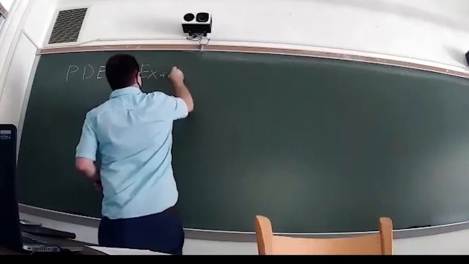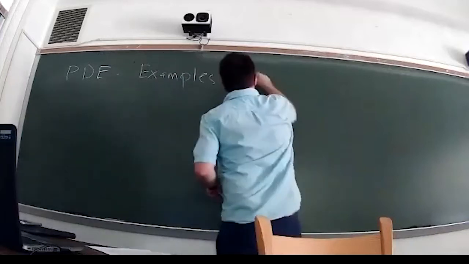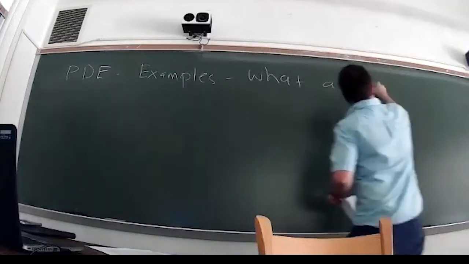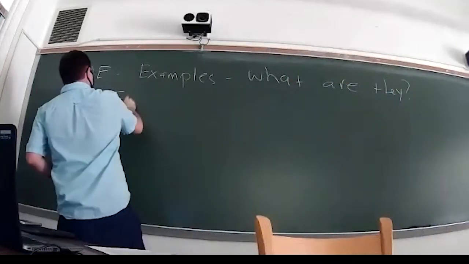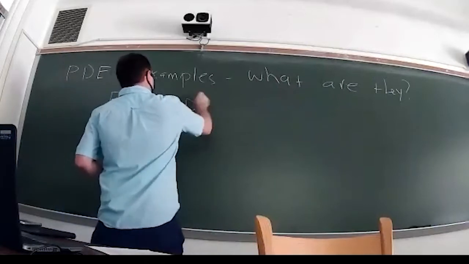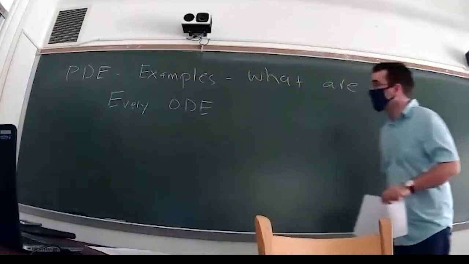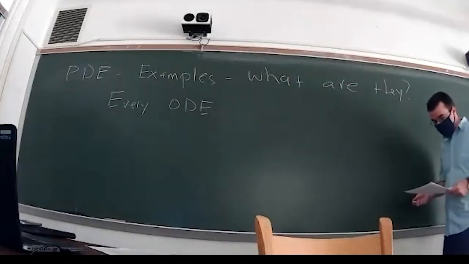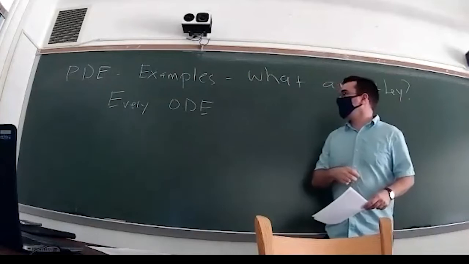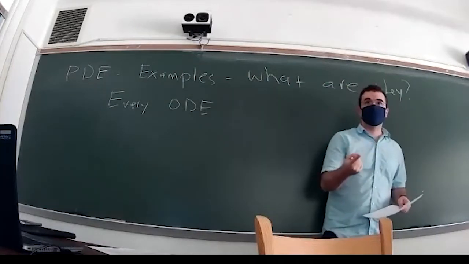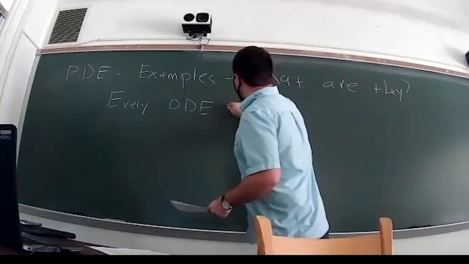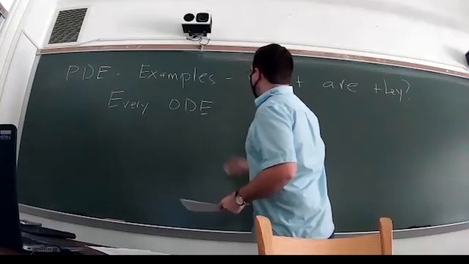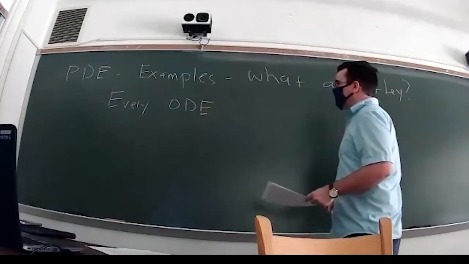So, early examples, or what are they? Certainly every ordinary differential equation is also a partial differential equation. Your ordinary differential equation is going to have one variable only, and oftentimes in engineering that variable is time. So for example, what are ODEs that you see in your ODE class?